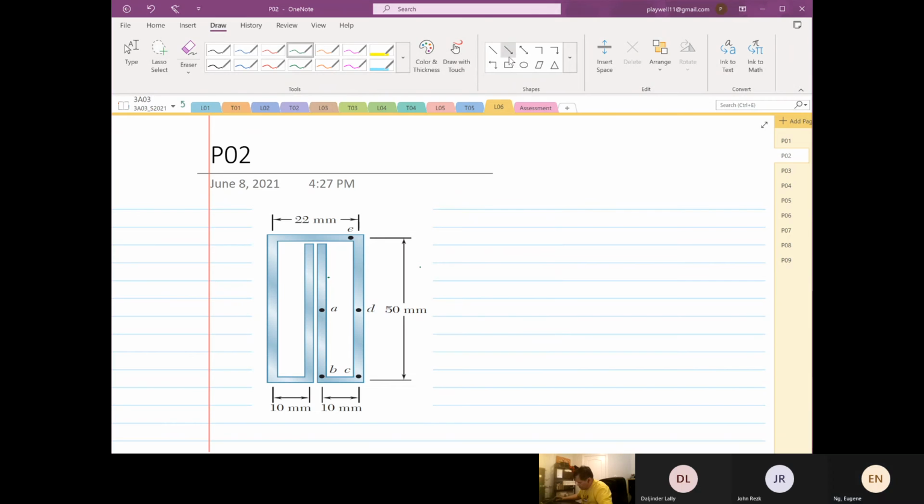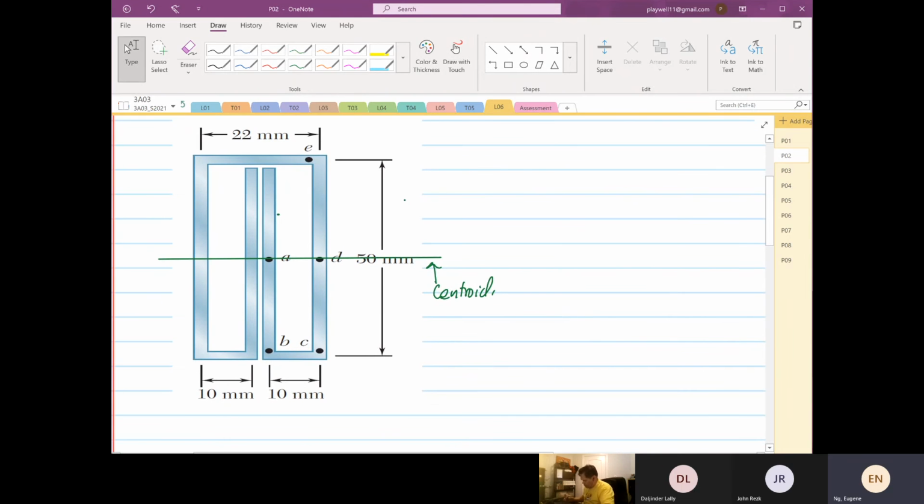So now, again, let me draw the centroid. Right, so this is our centroid. So we're going to look at the stresses for point A. Sorry, for point B. Okay, so we are going to draw the shear flow. Right. So point A is exactly down here.